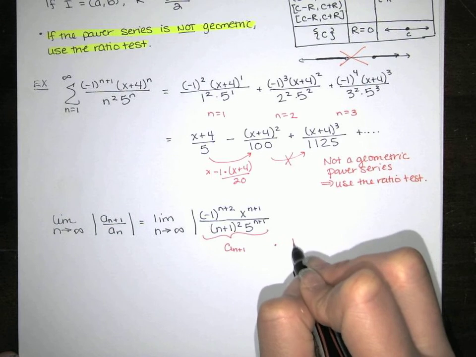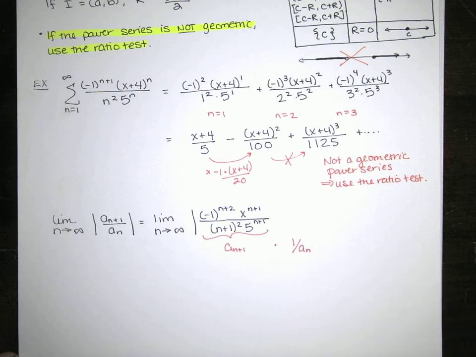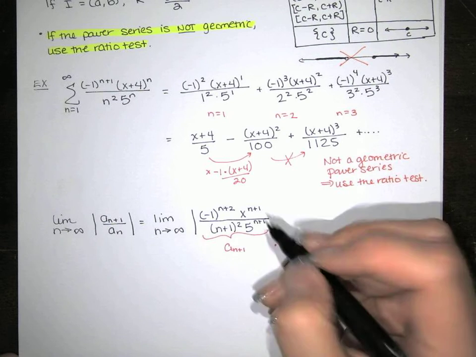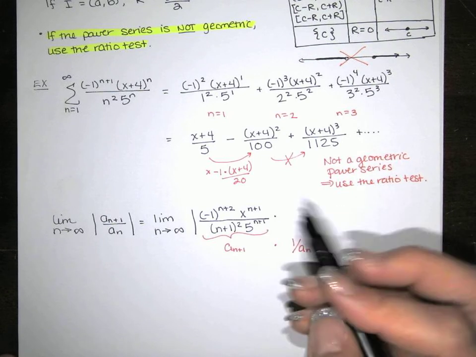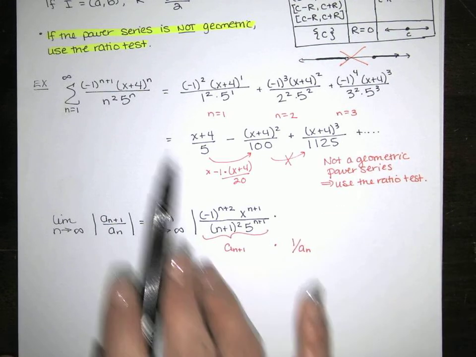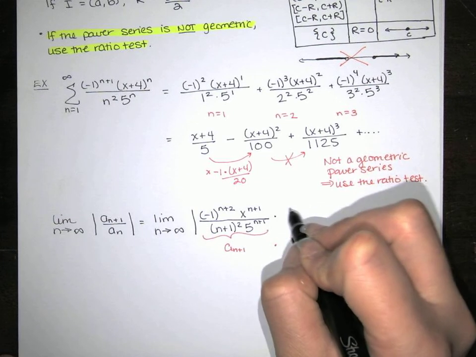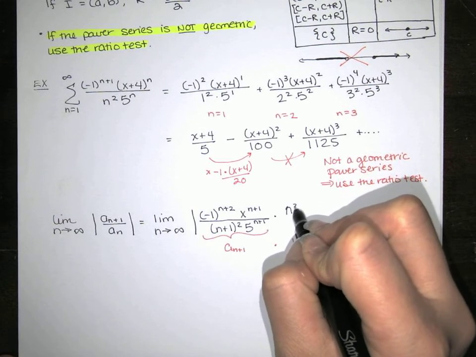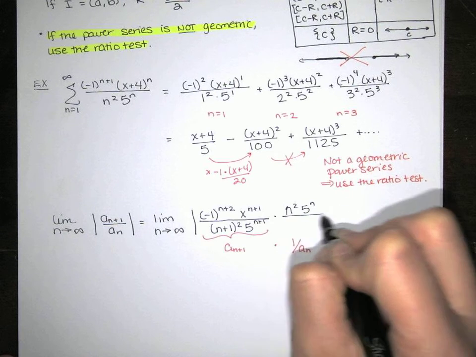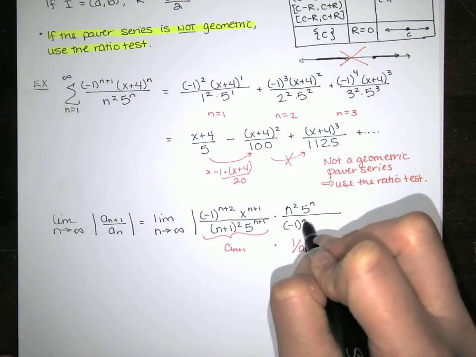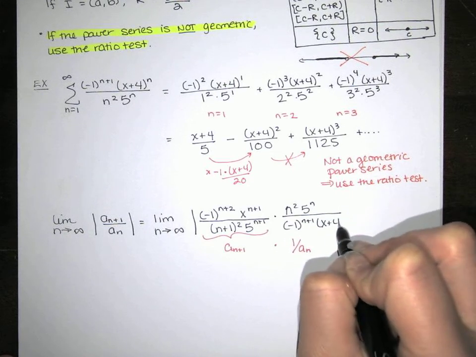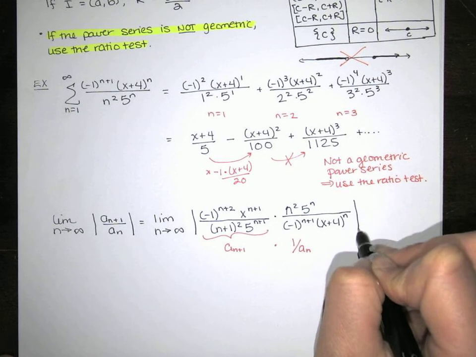And now we're multiplying by the reciprocal of a sub n rather than dividing by the fraction. It just simplifies our work a little bit, saves us a step. Now the reciprocal of a sub n is just this, you just flip it and multiply. So I've got an n squared and a 5 to the n in the numerator now, and the negative 1 to the n plus 1 and the (x + 4) to the nth in the denominator.